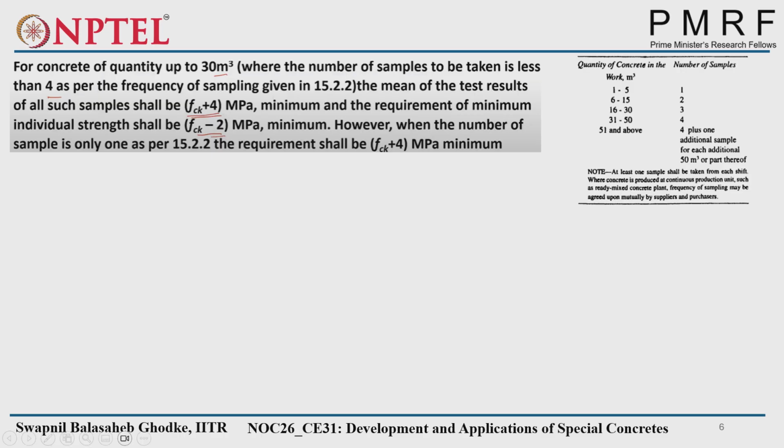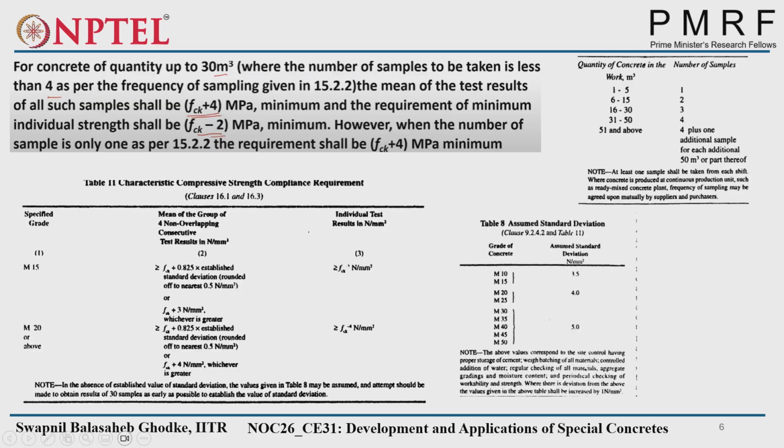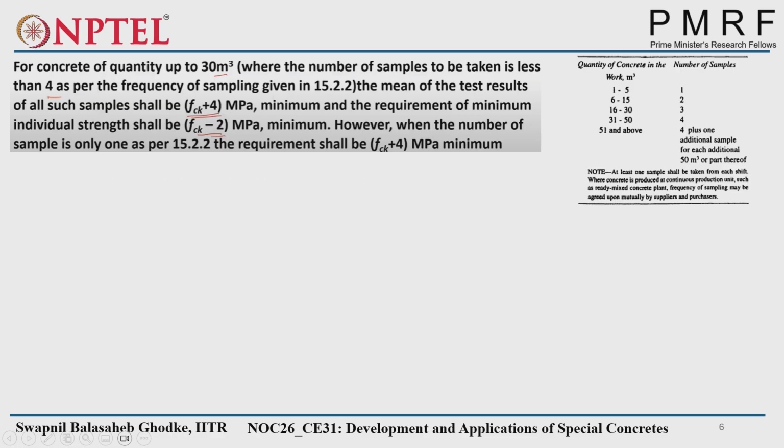Right? Okay. So what does the code say? For concrete of quantity up to 30 meter cube, where the number of samples to be taken is less than 4, as per the frequency of sampling given in 15.2.2, the mean of the test results of such samples shall be FCK plus 4 MPa. What it means: less than 4 samples means 3 samples we are taking. The mean of the test result should be minimum FCK plus 4.